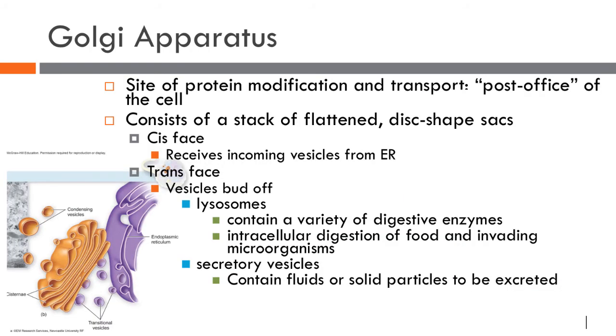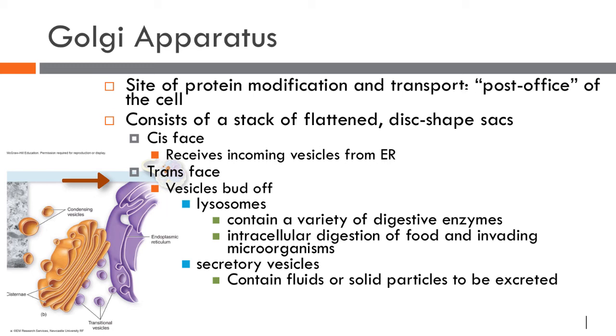The Golgi apparatus is the post office of the cell. Molecules that come to the Golgi are modified, sorted, and sent out from the Golgi to different parts of the cell. There are two faces of the Golgi. The cis face is facing the endoplasmic reticulum. So the vesicles that are leaving from the ER go towards the cis face of the Golgi and fuse with it. Anything inside that vesicle is released inside the Golgi.